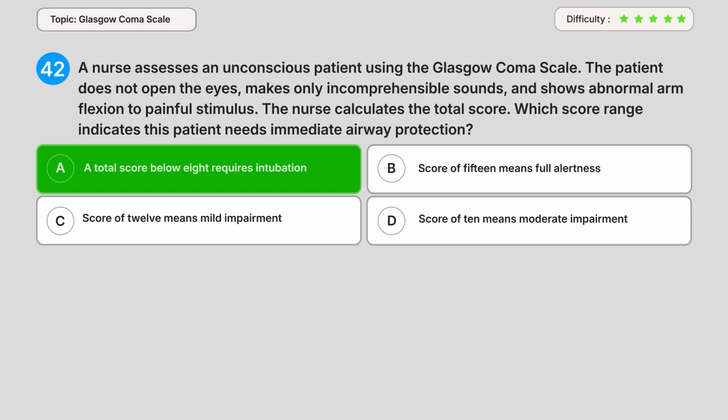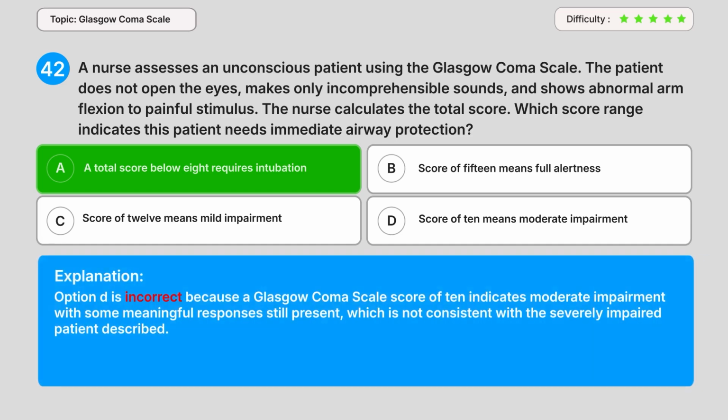Option D is incorrect because a Glasgow Coma Scale score of 10 indicates moderate impairment with some meaningful responses still present, which is not consistent with the severely impaired patient described. An unconscious patient, no eye opening, incomprehensible sounds, and abnormal flexion to pain. The nurse calculates the Glasgow Coma Scale score.